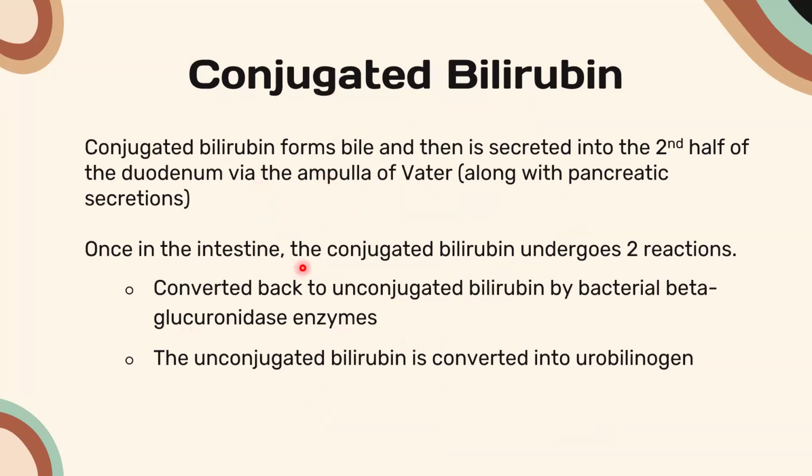So once the bile is secreted into the duodenum, the conjugated bilirubin inside the bile undergoes two further reactions. Now, there is bacteria inside your duodenum. We call this the normal flora of your intestines. What it's going to do is convert the conjugated bilirubin back into unconjugated bilirubin, so it's basically going to remove that glucuronic acid molecule. And this is going to be done by the bacterial enzyme beta-glucuronidase. Once you have the unconjugated bilirubin, that is now going to be converted into urobilinogen. This is also a really important molecule.